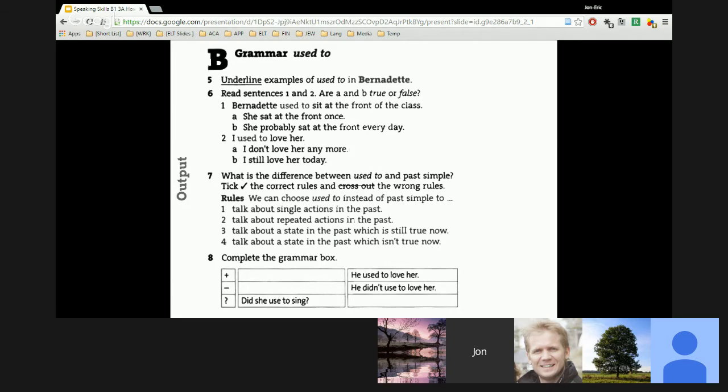Used to is an action that stays in the past. Okay, so far, so good. What is the difference between used to and the simple past? It asks us here to tick the correct rules and cross out the wrong rules.